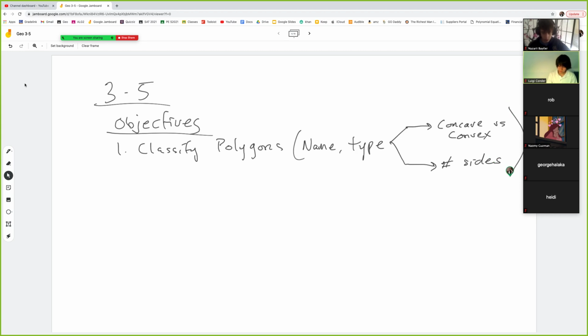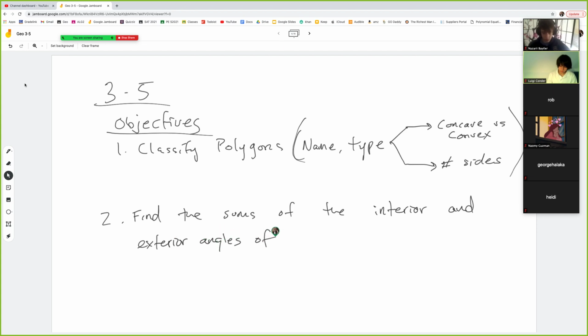Okay, so quadrilateral, etc. The second objective is to find the sums of the measures of the interior and exterior angles of any polygon. So there are two main things. Classify the polygon, the name, the type, and the number of sides. Secondly, find the sums of the interior and exterior angles.